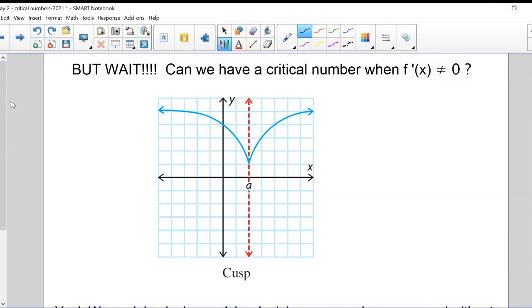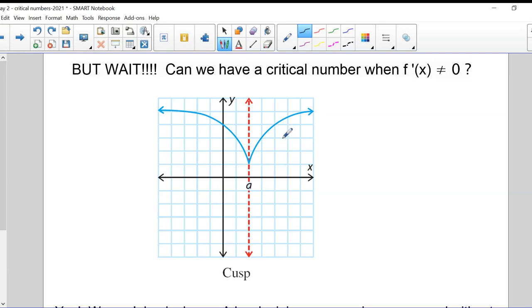Let's now talk about this. But wait, there's more. Kind of like when you're selling stuff on television. Turns out that we can have a critical number when f prime of x is not equal to 0, such as when we have a cusp. Now, we've talked about cusps before. It's like when you have the graph having a little point in it. So it comes down and it sort of collapses on itself. This is what I call a cusp.